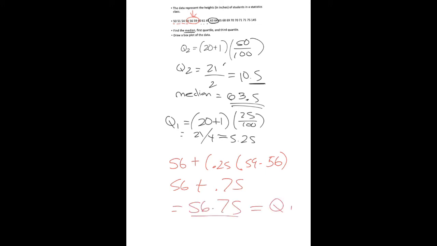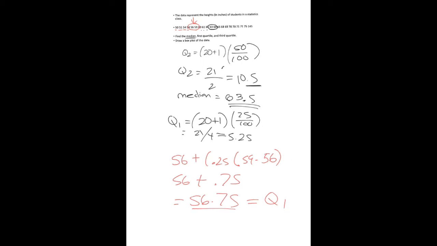25% of the way between 56 and 59 is found in the following way. We have 56 plus 0.25 times (59 minus 56). So that's going to be 56 plus 0.75, or 56.75. This is going to be Q1.